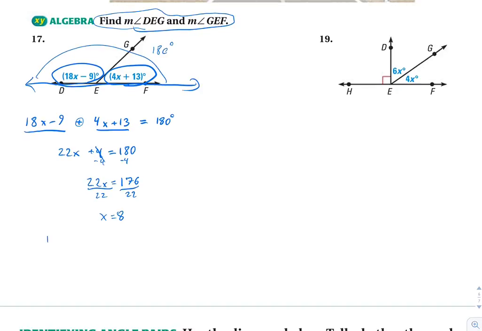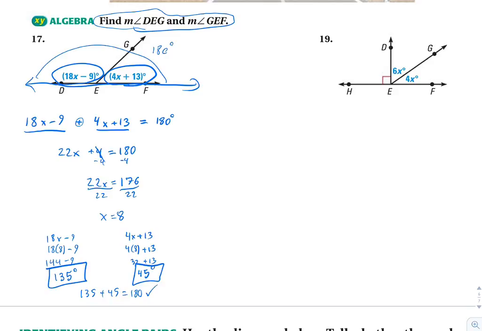Okay, so the left angle, DEG, 18x minus 9 becomes 18 times 8 minus 9. That's 80 and 64, so that's 144. Minus 9, or 135. Subtracting my 9 is always hard for me. Okay, and then plug into the right one. We get 4 times 8 plus 13, 32 plus 13, that's 45. And just to double check that those add up to 180, 135 plus 45 equals 180. Good, it worked out in the end. So our two angles are 135 and 45.